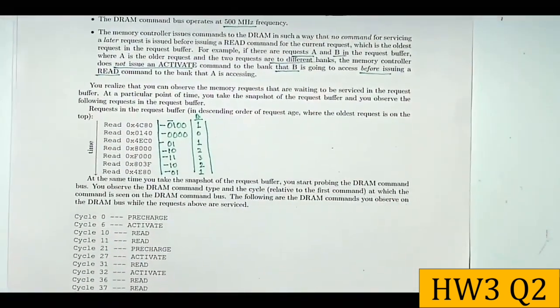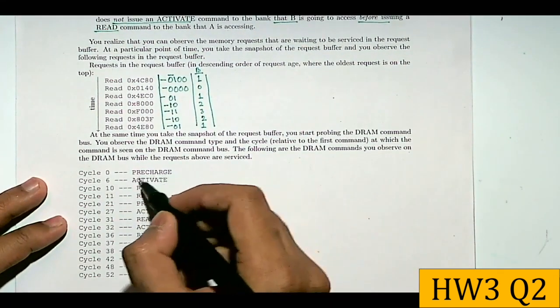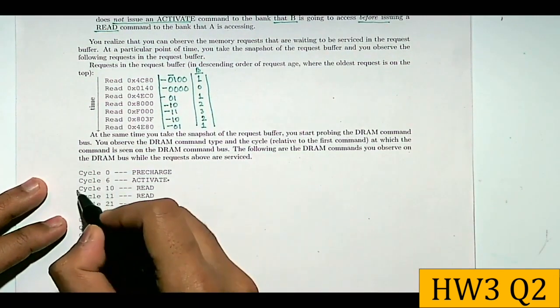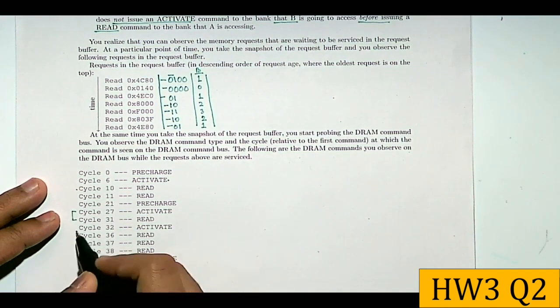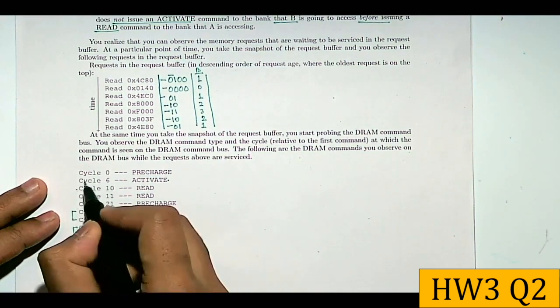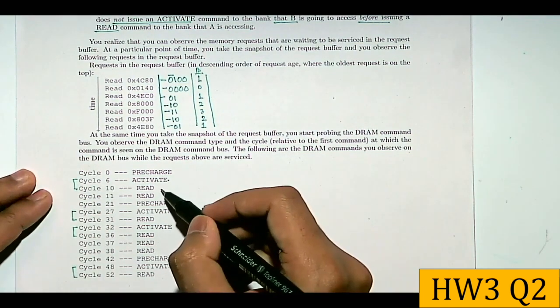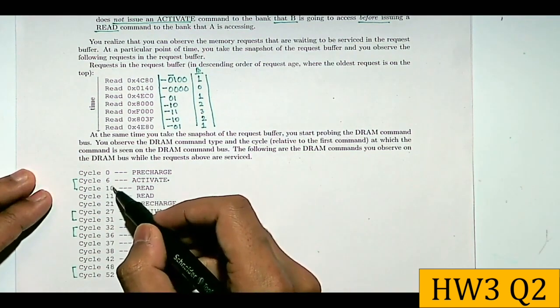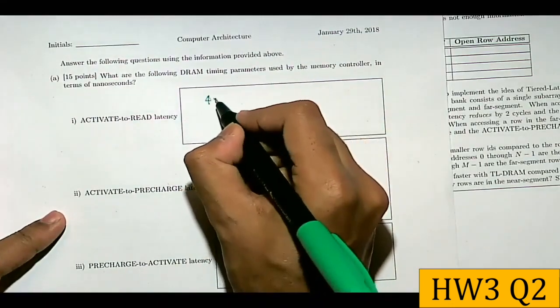That's the first question. So let's see, activate to read latency is bank oblivious. So you have this activate command followed by a read command. That's there. And another pair exists here. Another pair exists here. So this is the first pair, and another pair is here. Right? So basically the activate to read latency is 4 cycles. Make sense? So the answer would be 4 cycles.